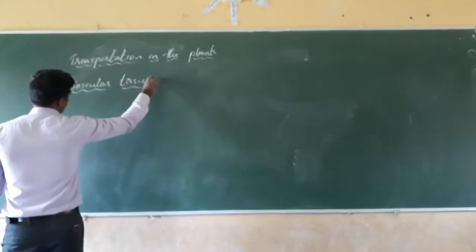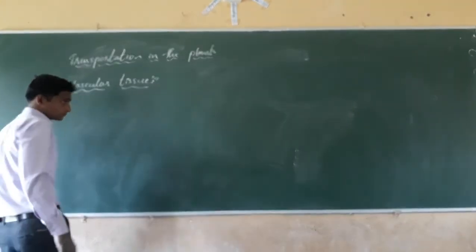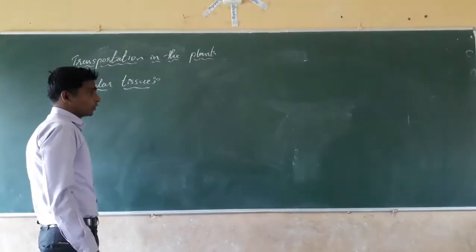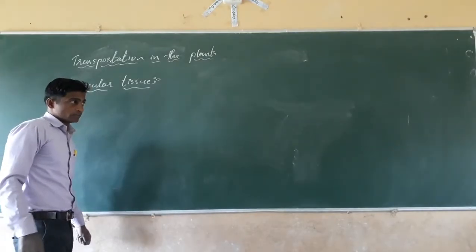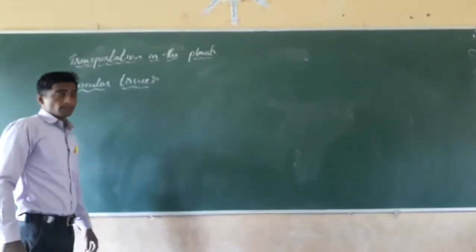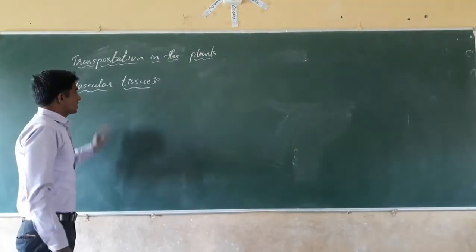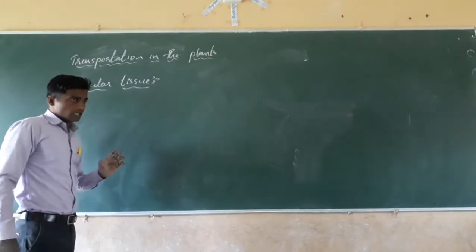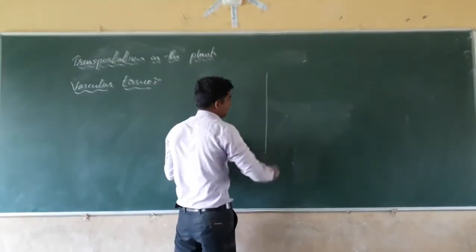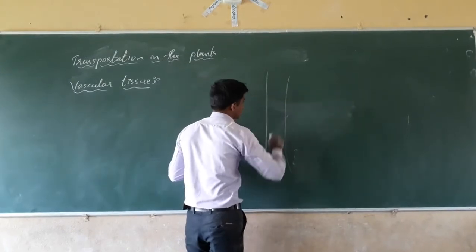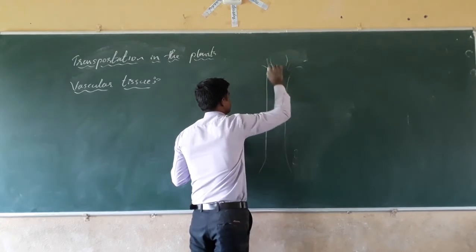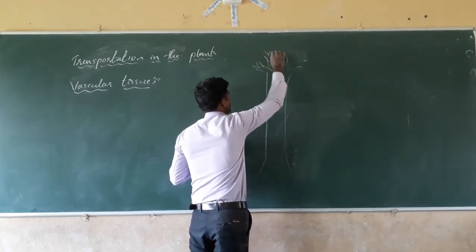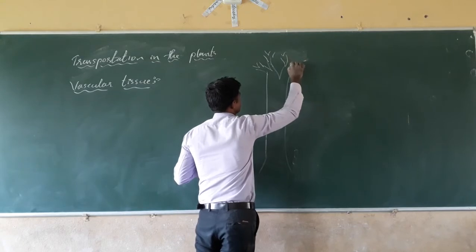Vascular tissue or vascular bundle. The transportation is going on through the vascular tissue or vascular bundle. Here, vascular bundle means, collectively, when we see the structure of plants, plant stems. Here in your textbook also he has given one activity.